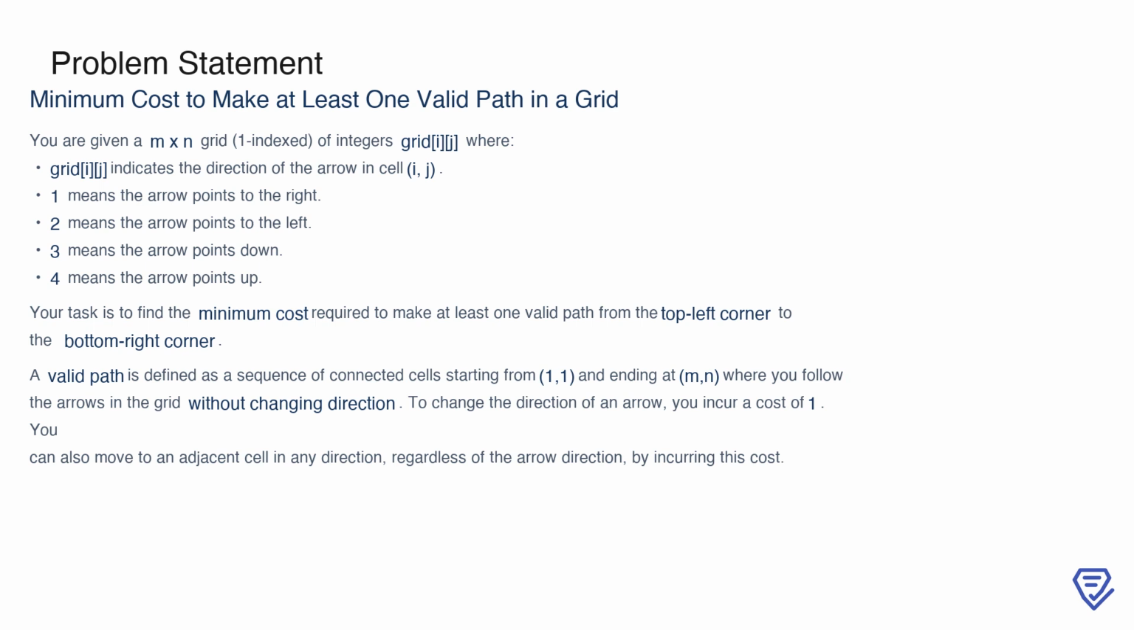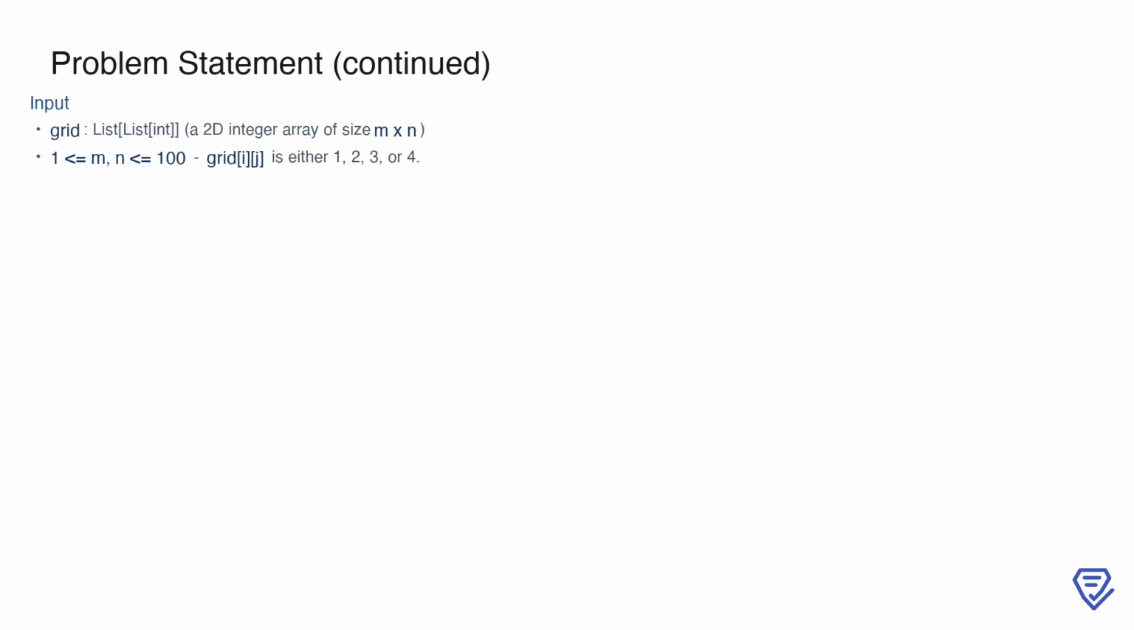A path is considered valid if you can move from cell to cell by following the arrows without changing direction. However, if you need to move in a direction different from the arrow's direction, you can do so by incurring a cost of 1 for changing the arrow. You also have the flexibility to move to any adjacent cell, regardless of the arrow direction, by paying this cost. The challenge is to minimize the total cost of adjustments needed to create at least one valid path.